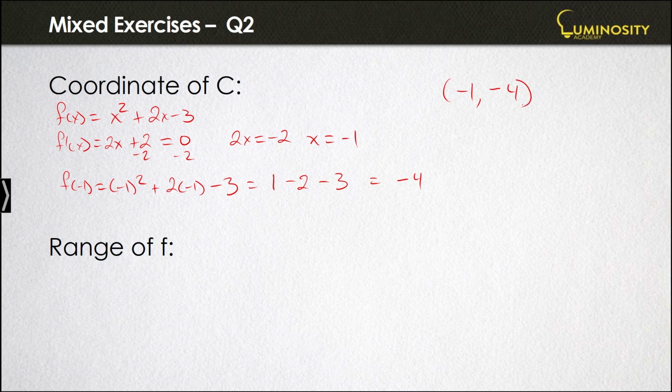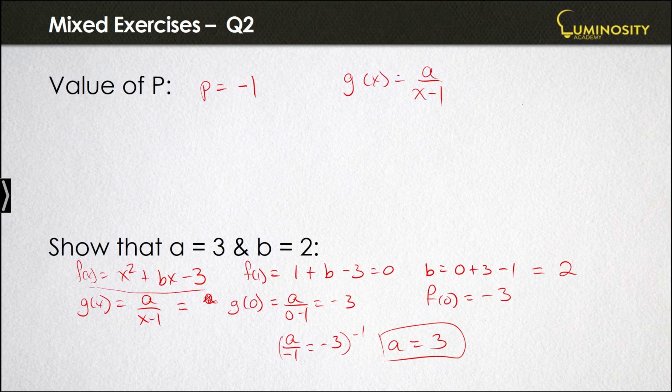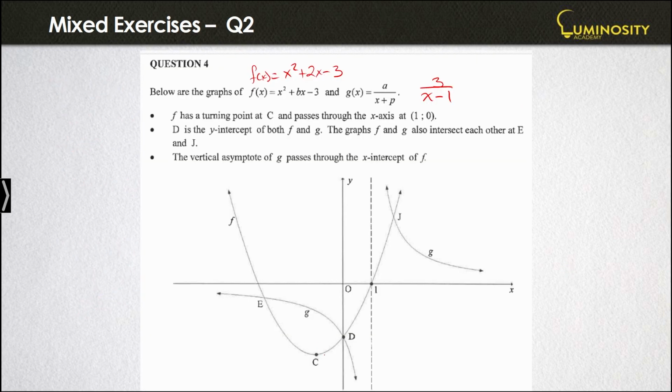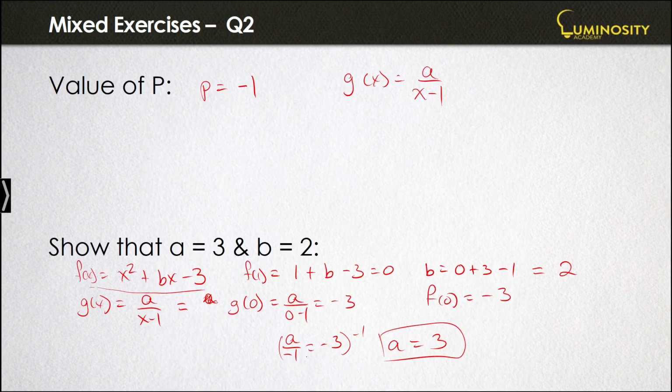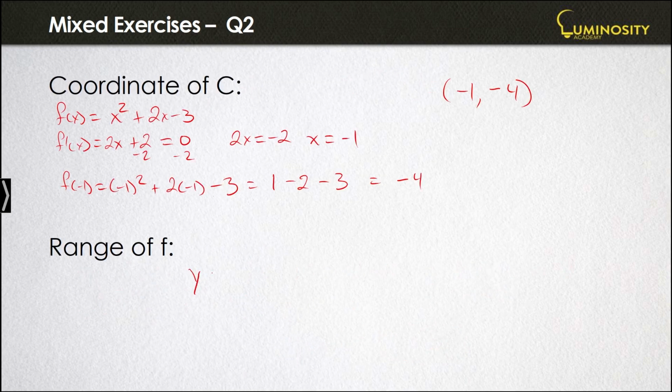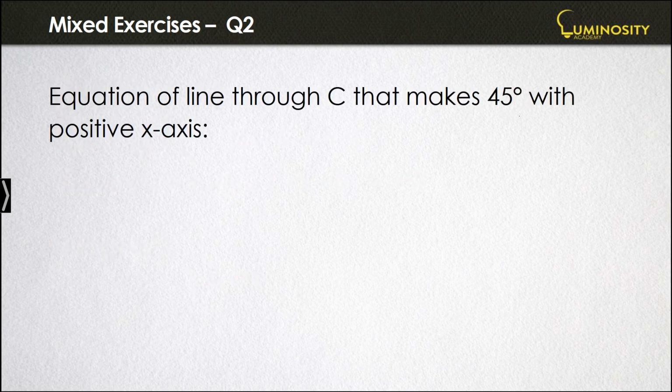Okay, so now we want to know the range of f. Well, we see that it has a minimum. So that means that the range is going to be from that point onwards. So we're going to have y is greater than or equal to negative 4, which we got straight from there. Now it says equation of a line through C that makes a 45 degree with a positive x-axis.